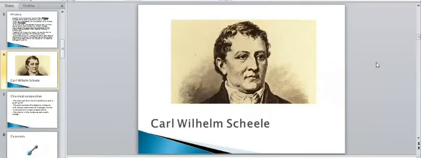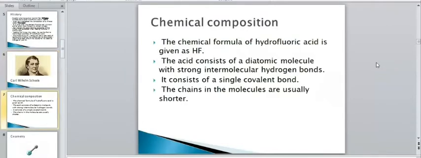He discovered oxygen and identified many elements, for example, tungsten, barium, hydrogen, and chlorine, among others. He also discovered many types of acids. Acids such as tartaric acid, oxalic acid, uric acid, lactic acid, citric acid, also hydrofluoric and arsenic acid. Now, what is the chemical composition of hydrofluoric acid?